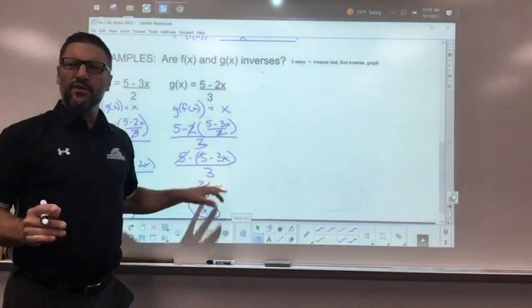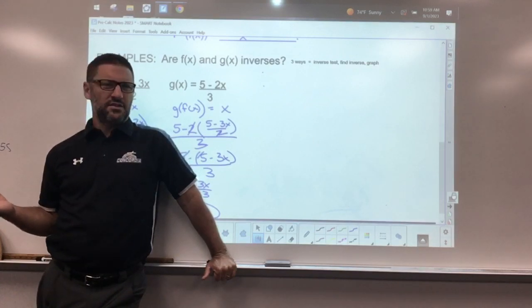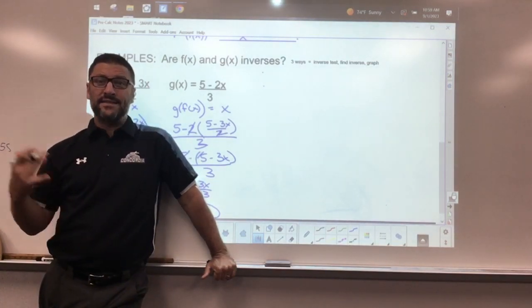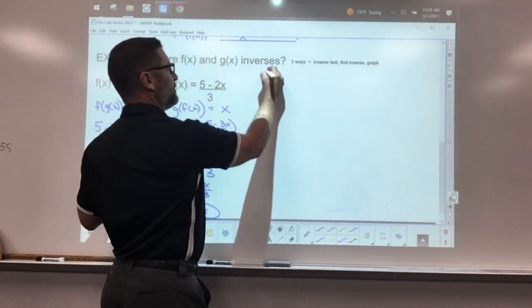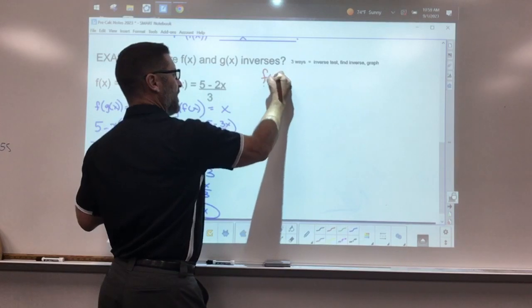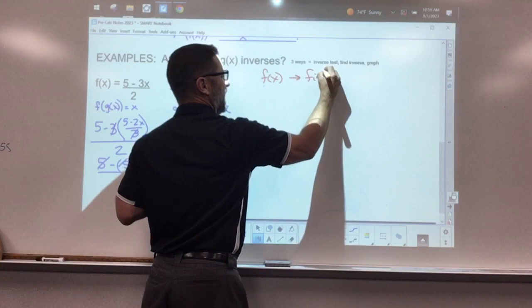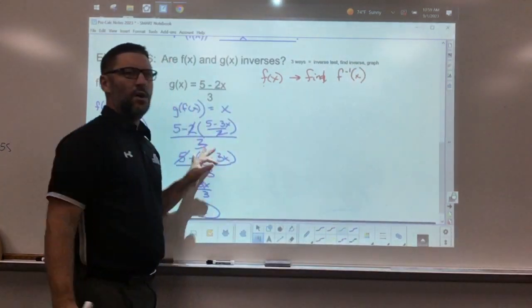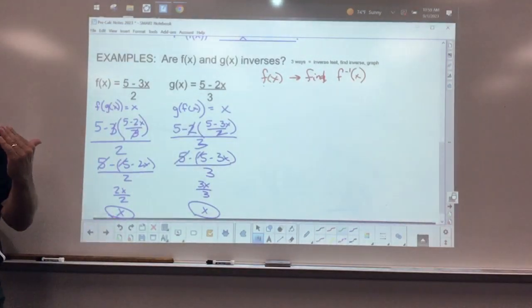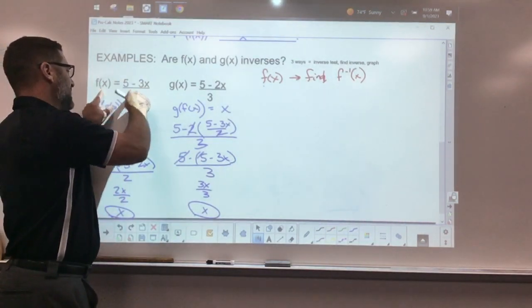Did you guys do any inverse work last year? Do you remember doing inverses, f to the negative 1 of x or not? Ish. Okay. There's another way to see if one is the inverse of the other one, and that's actually find the inverse of one of the functions. So I'm going to take f of x, and I'm going to find the inverse. I'm going to find f to the negative 1 of x. So the rule to find an inverse is you take the x and the y and you switch them around and then you solve. So this right here is y equals 5 minus 3x over 2.